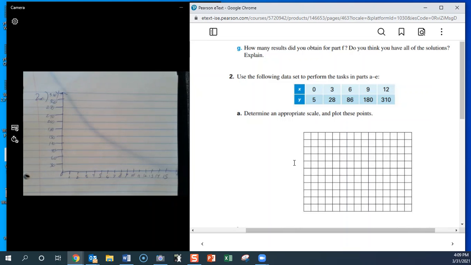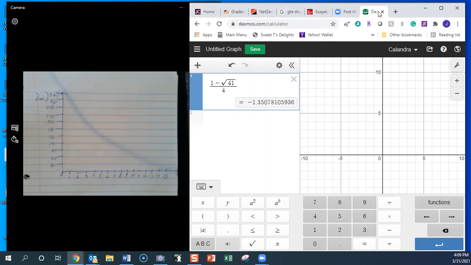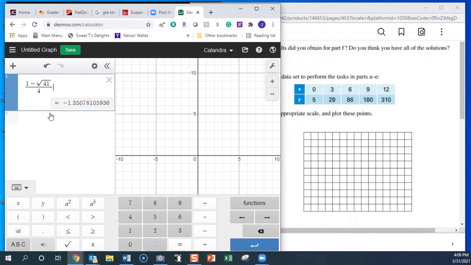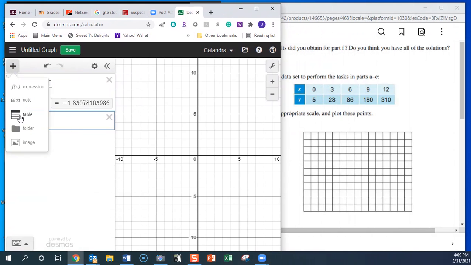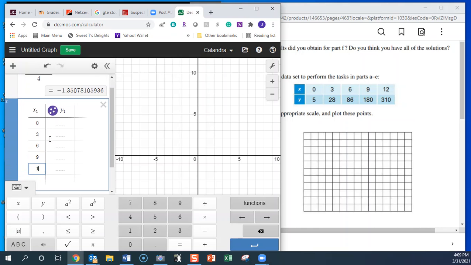Now I'm not going to plot these points. I'm going to show you this on the Desmos calculator. But to show this on the Desmos calculator, let me pull up the calculator. Okay, I'm going to move this over a little bit so you can see me typing it in. So first we would add a table. And then we would type in these values. We have 0, 3, 6, 9, and 12.